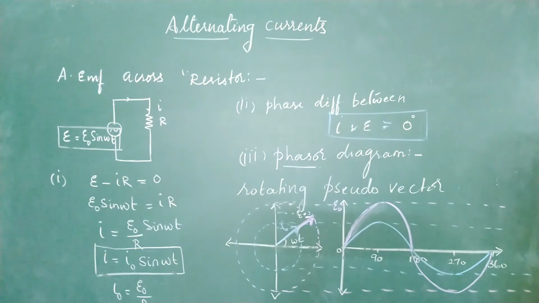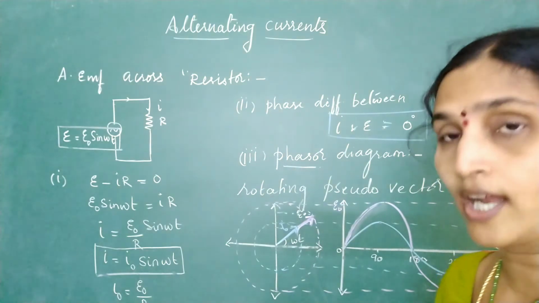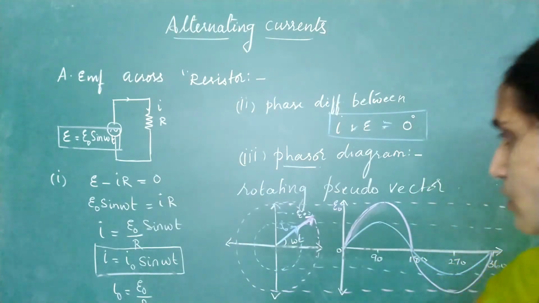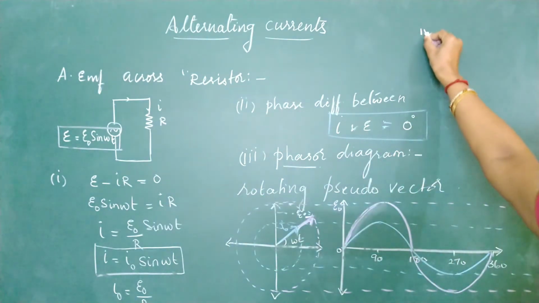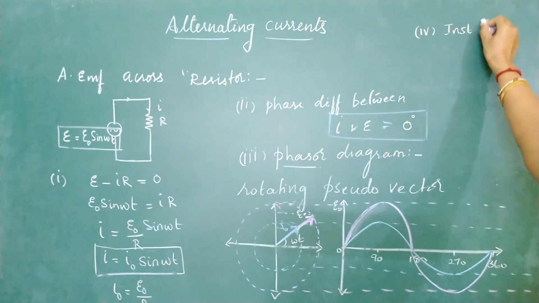Now, from this graph, you can even plot the power. How do we define instantaneous power? Product of E into I. So in the same graph, I will represent power. This is instantaneous power.